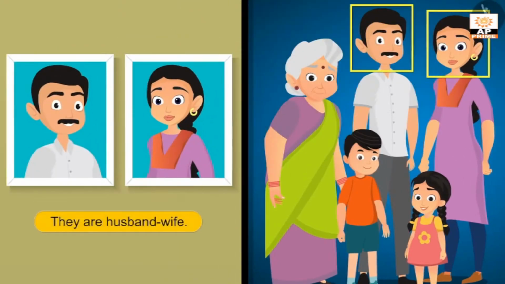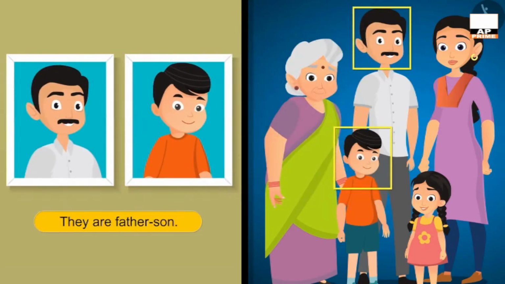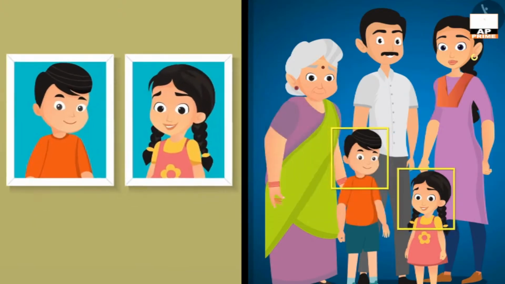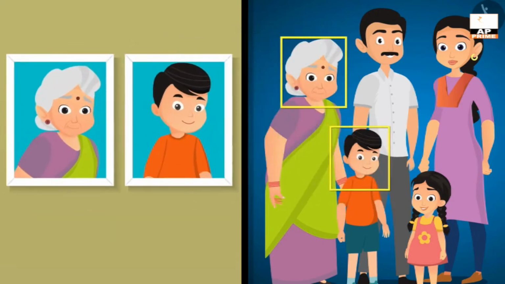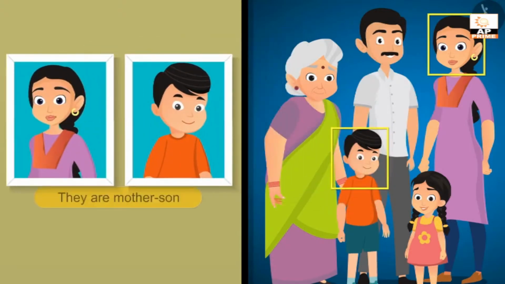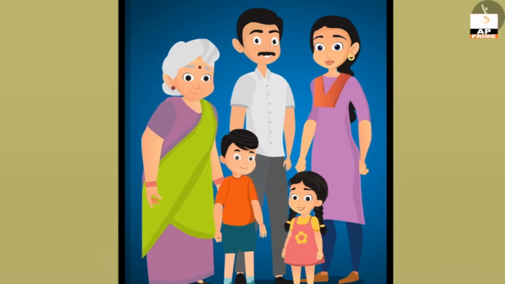They are husband-wife. They are father-son. They are mother-daughter. They are brother-sister. They are grandmother-grandson. They are mother-son. Similarly, think, how are the different members of your family related to each other?